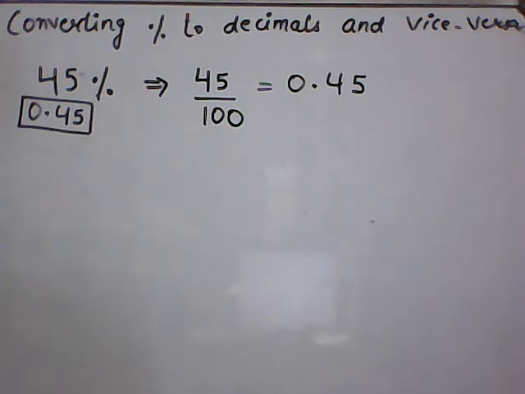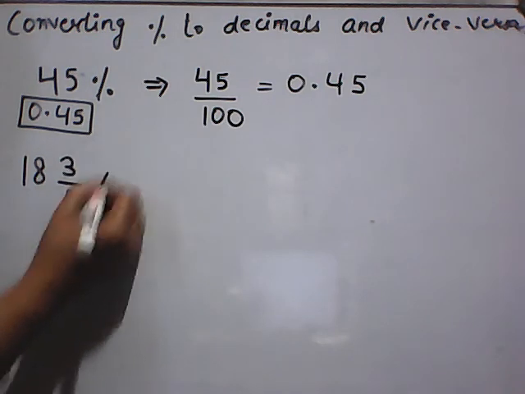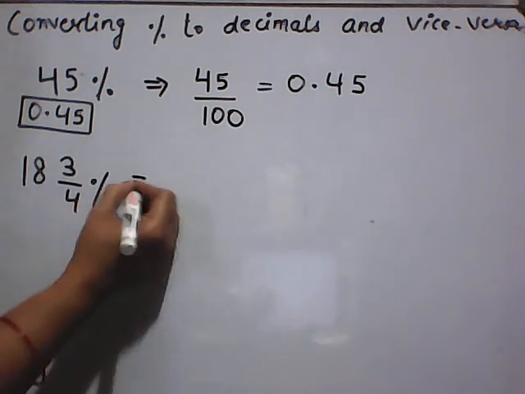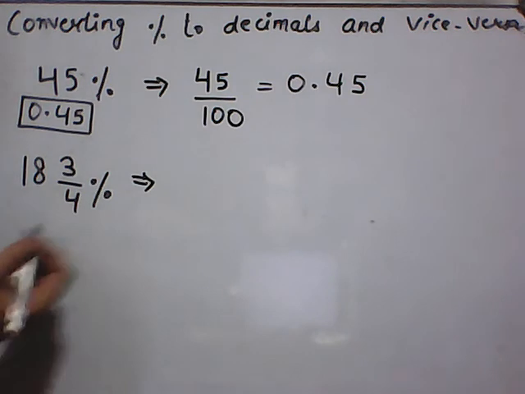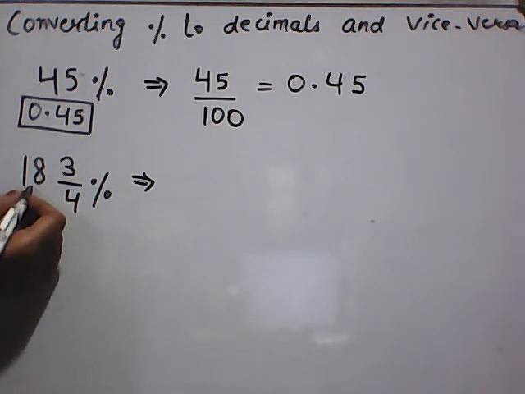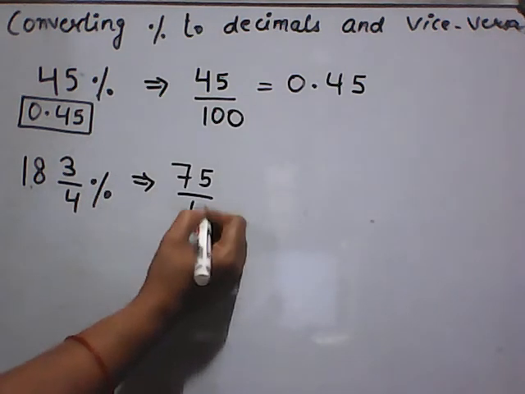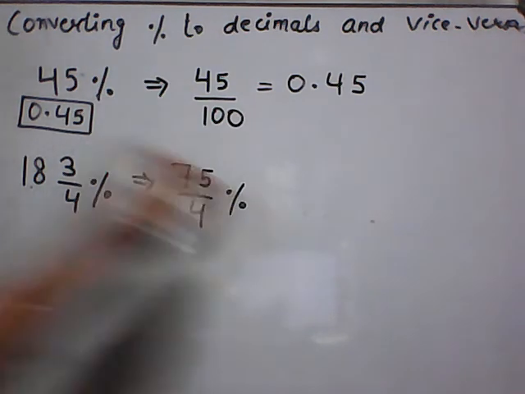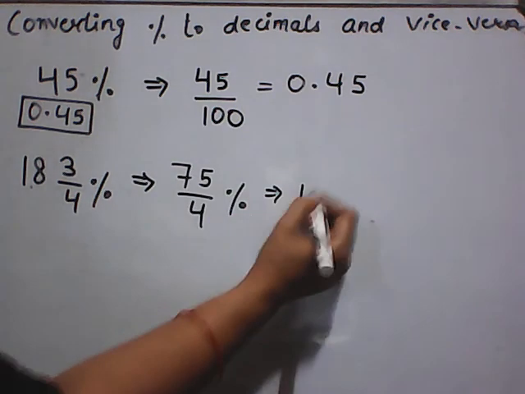Let us take another question. Suppose 18 and 3 by 4%. Firstly, change into fractions. 18 fours are 72. 72 plus 3, 75 by 4%. It is 18.75%.